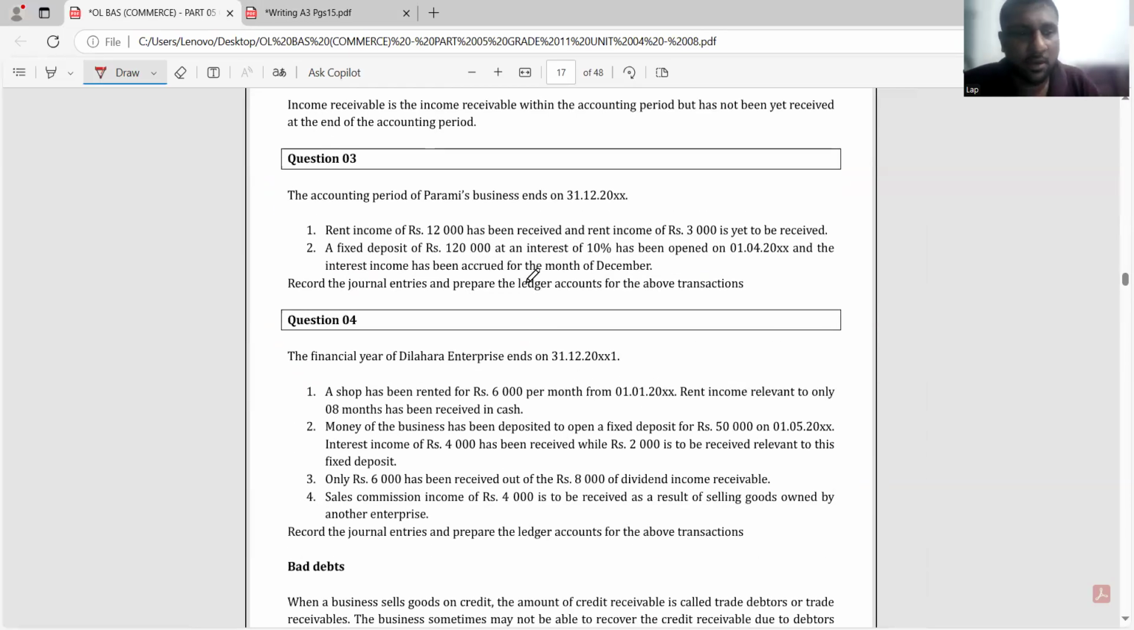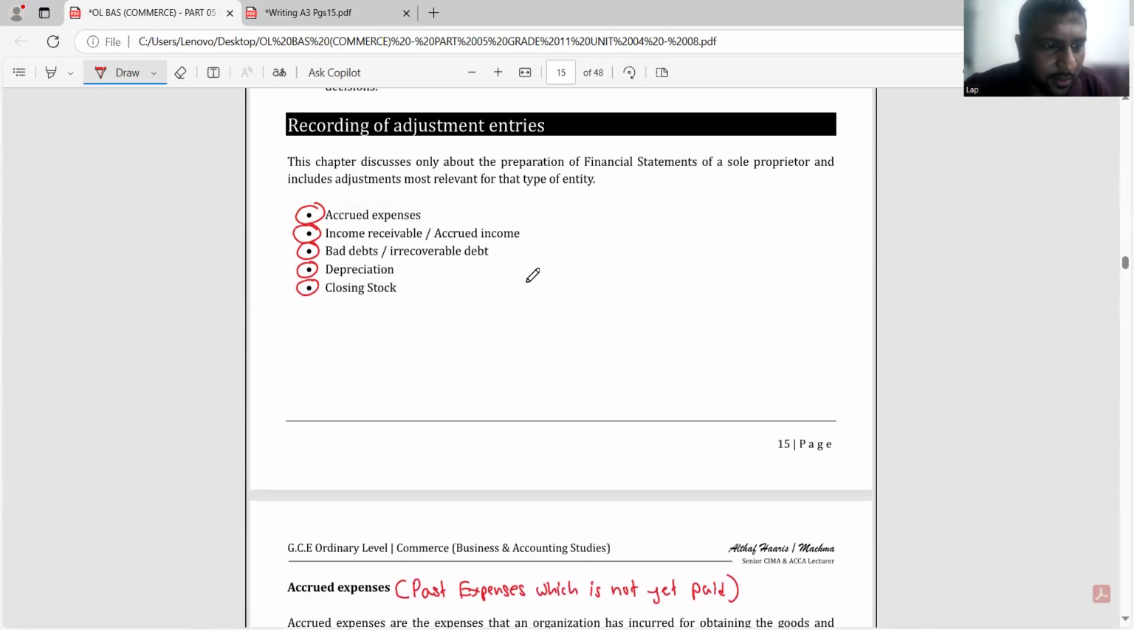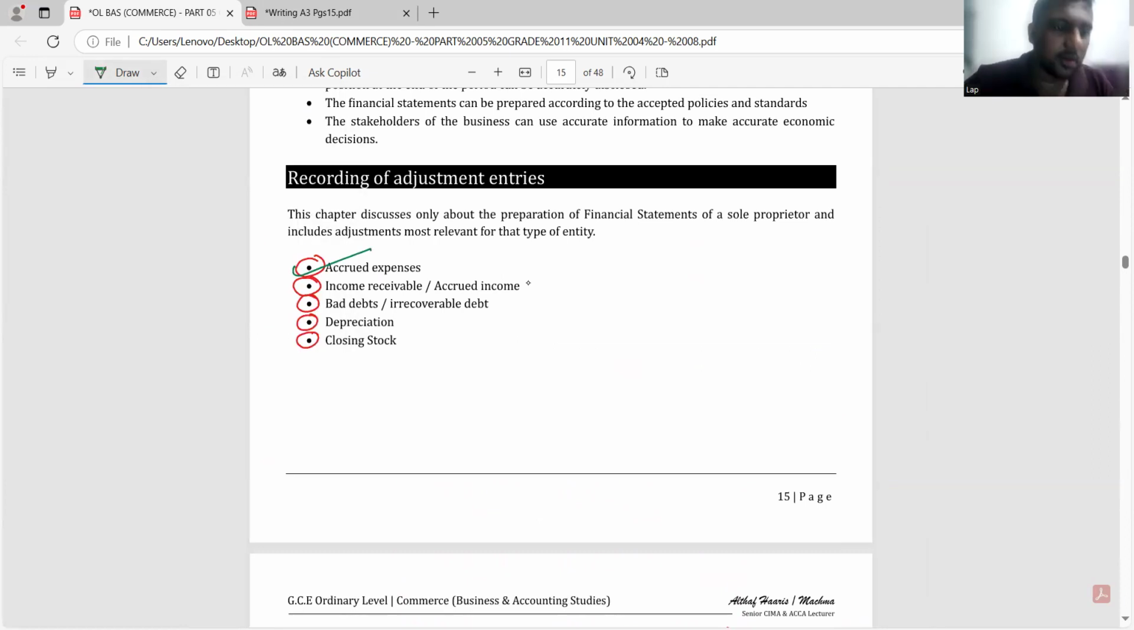Yes. Then with that, lamai, we are done with one item. One adjustment is done. Accrued expenses adjustment is done. So once we study all these five adjustments, we can get into financial statements, the final big questions, huge questions. So here we can write accrued expenses means expense payable.